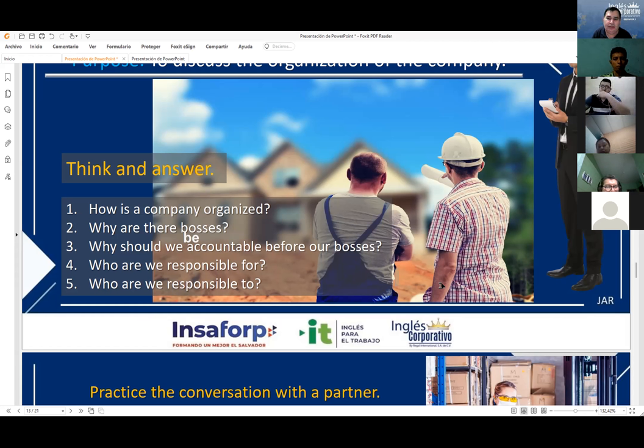Y aquí viene accounting. El departamento de contabilidad, ¿no? Que nos cuenta las costillas. Account. Account es explicar. Entonces aquí se explica el dinero en accounting. Pero aquí accountable es responsables. O sea que explicamos qué pasó, por qué pasó. Y si tenemos que ser castigados, somos castigados. Accountable. So, why should we be accountable before our bosses?